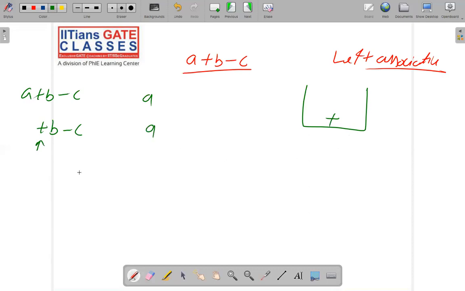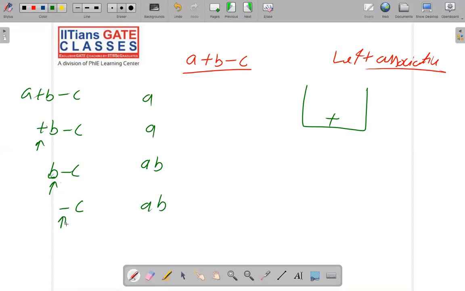Now in the stack there's only plus, and the output has A. Then the expression is B minus C, so you are on B. B is not an operator. B is an operand, so you print B. Now our expression is minus C, and the output is A, B.